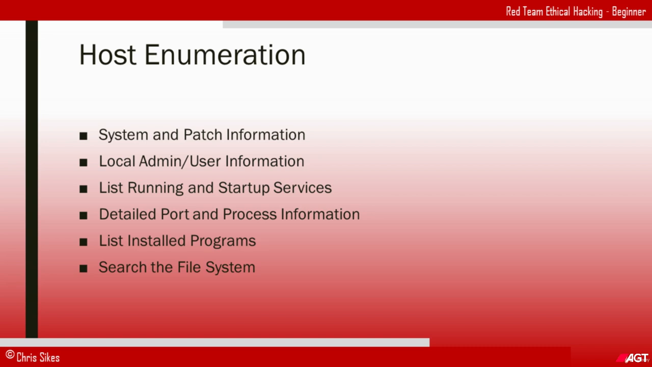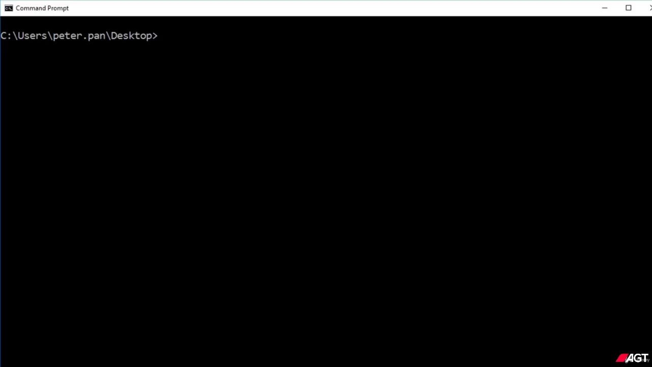These commands include getting you basic information on the system, its patches, local user accounts created on the system, a list of running and startup services, information on services listening on ports, and locations of running processes, showing installed programs, and searching the file system. First, we'll do a simple command to show system and patch information. All you have to do is type systeminfo.